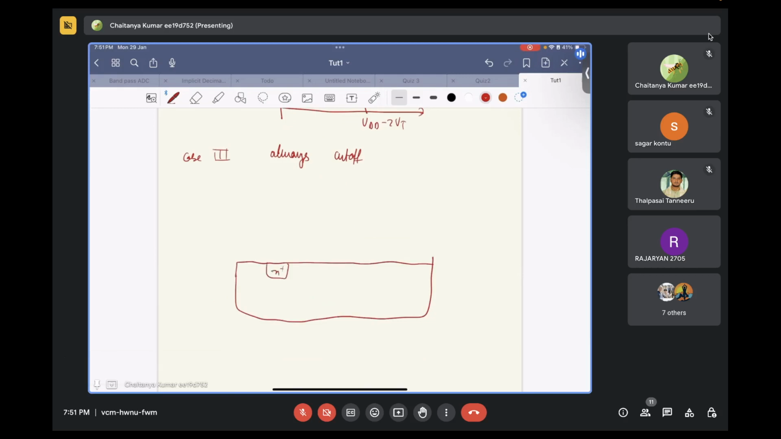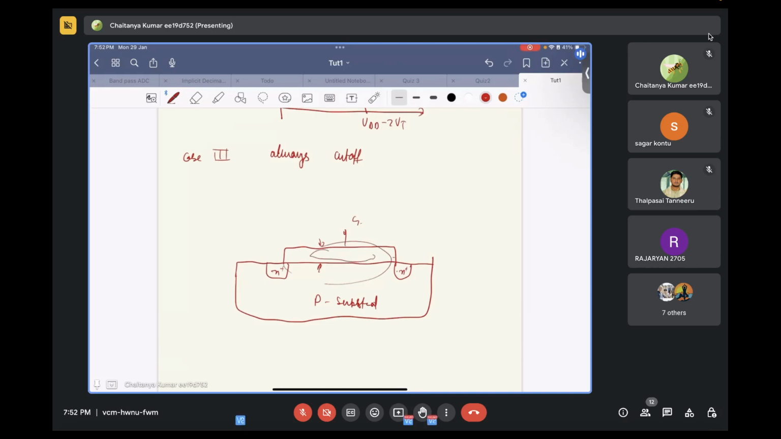You have a N plus region. You have a N plus region. So I'm drawing a NMOS over here. This is a P substrate, and then you have a gate region over here. And your COX is basically the capacitance per unit area that this region below the gate sees.